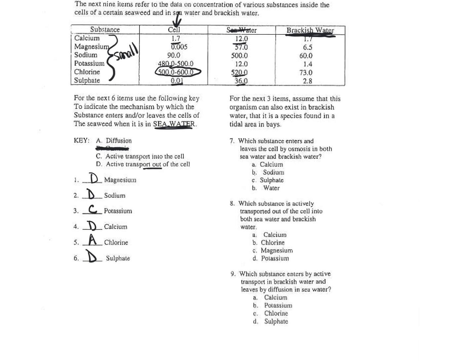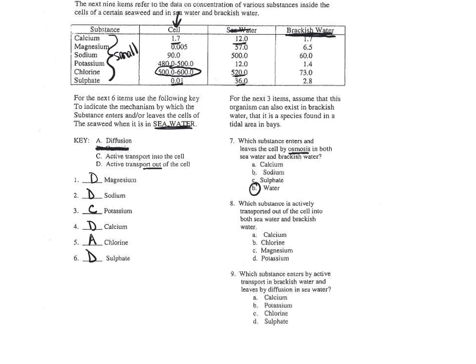So, which substance enters and leaves the cell by osmosis in both seawater and brackish water? You should be able to answer this question without even looking at the table, because the substance that enters and leaves by osmosis is always, say it with me, water. That's the definition of osmosis. It's the movement of water down the concentration gradient through a membrane. So you don't even need to look at the table. If it enters and leaves by osmosis, it has to be water.